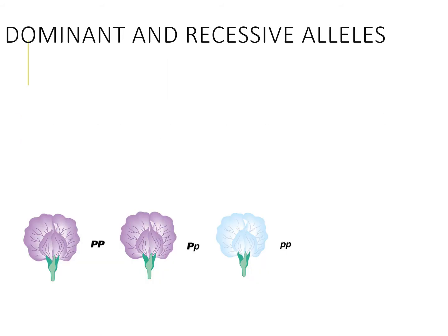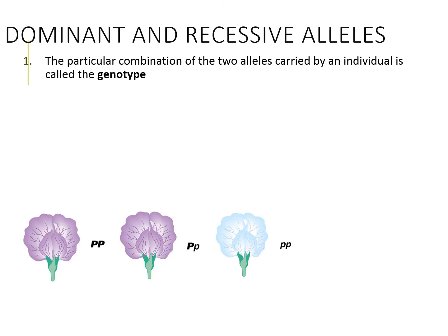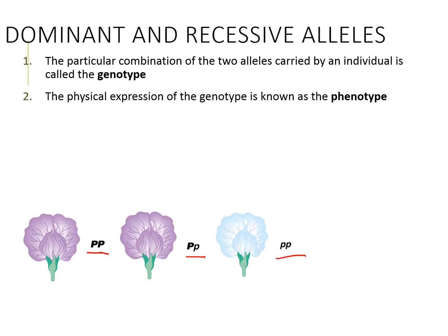So dominant and recessive alleles in more detail now. The particular combination of the 2 alleles carried by an individual is called the genotype. So down here, these are all genotypes. Big P, big P, big P, and little p. Those are all genotypes. The physical expression of the genotype is known as phenotype. So purple is one of the phenotypes, and white is the other phenotype.